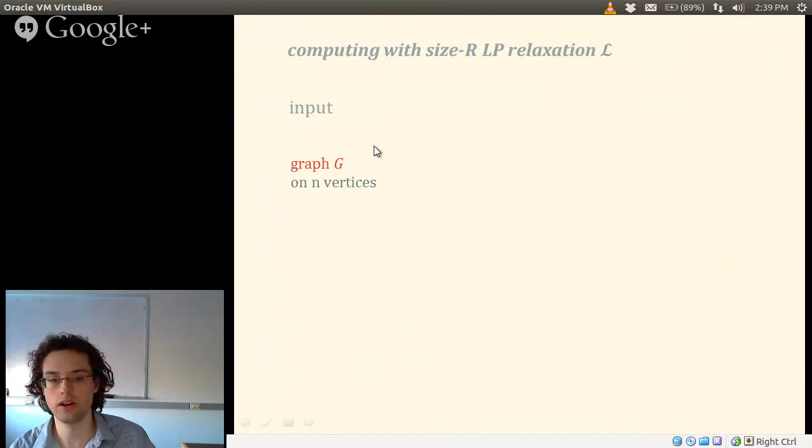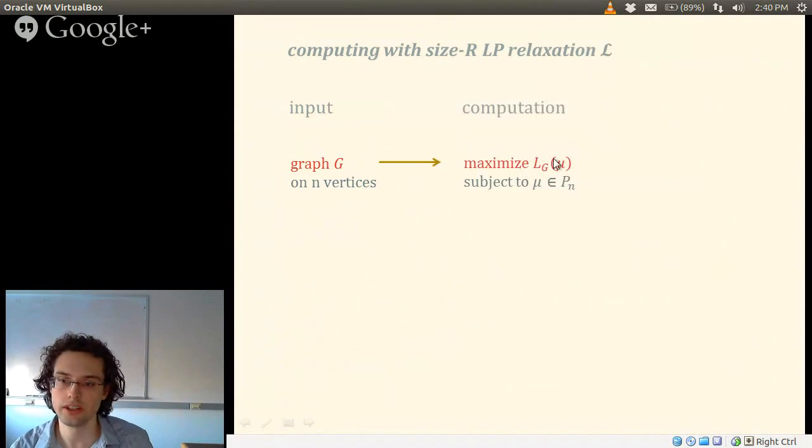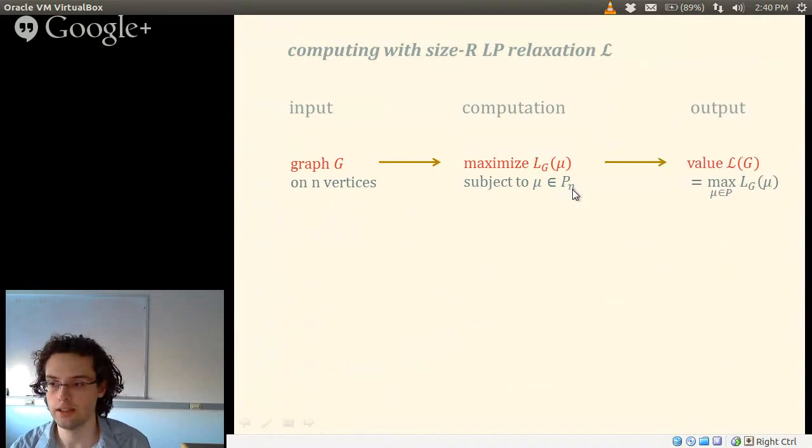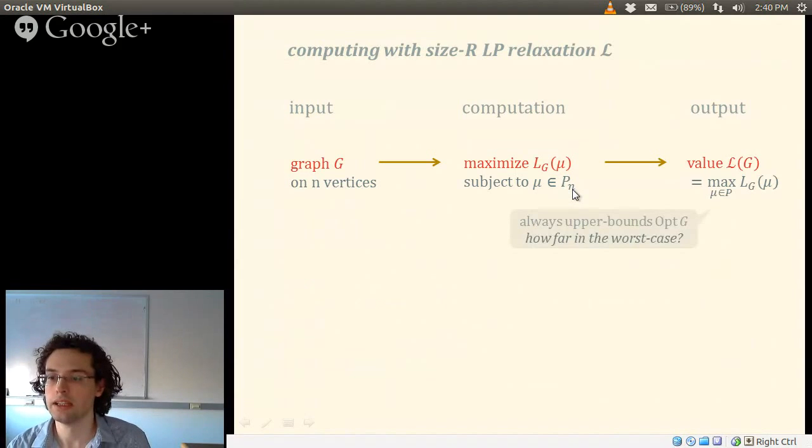Okay. So now let's see how we can approximate the value of the maximum cut using this relaxation. We get a graph on n vertices. We look at the associated linear function, and we optimize this over the polytope that we have for graphs on n vertices. Because this polytope contains mu sub x, this value will be an upper bound on the maximum cut in the graph. And the question is how far is this? There are different ways of measuring this. First of all, because the polytope is defined by R inequalities, you can solve this linear program in polynomial time.